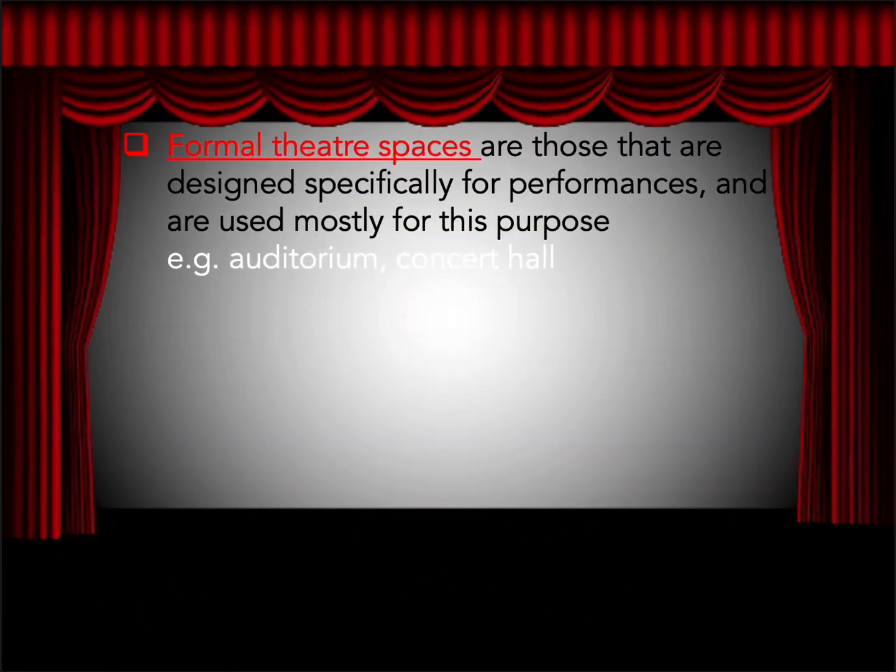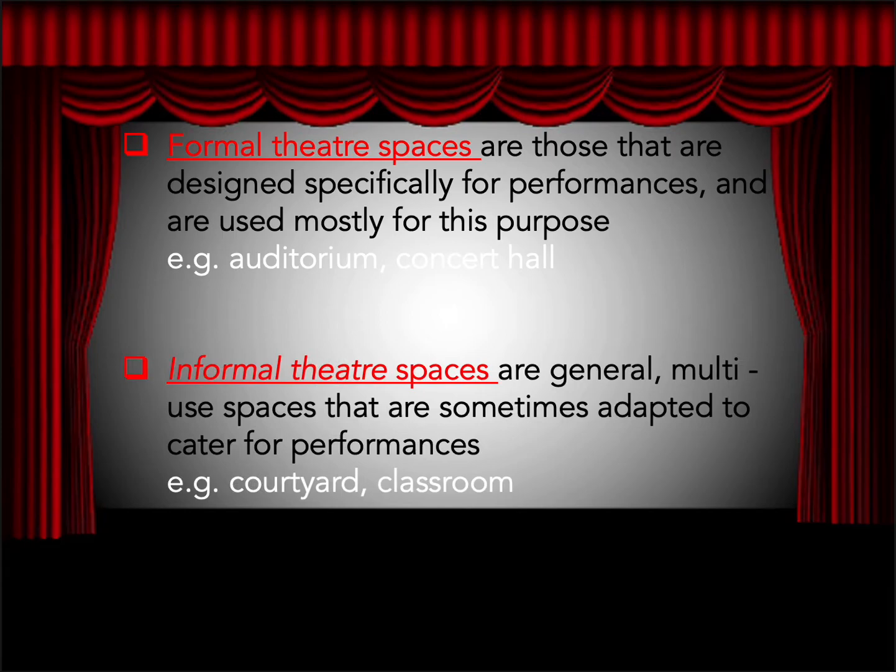Now, a formal theatre space is one that is purpose built, it is designed specifically for performance, and it is used mostly for performances. On the other hand, informal theatre spaces may be used for performance, but it's not built specifically for that purpose. So it may have been adapted to cater to that purpose. So it may not have lighting capabilities, it may not have the other technical capabilities like sound systems or backstage areas and things like that. However, it has its own features that might make it suitable for public presentation.